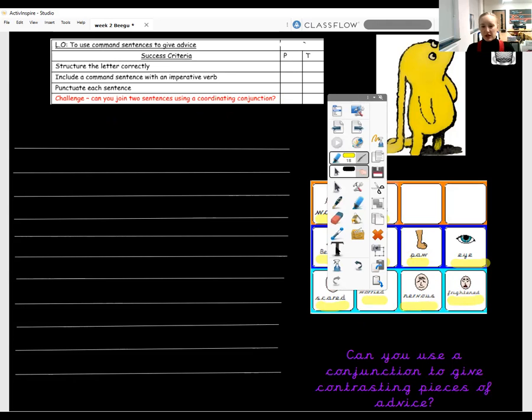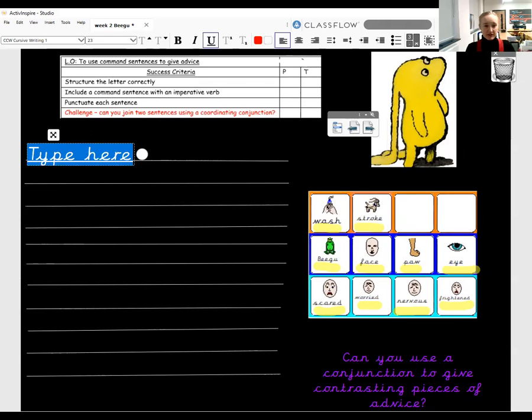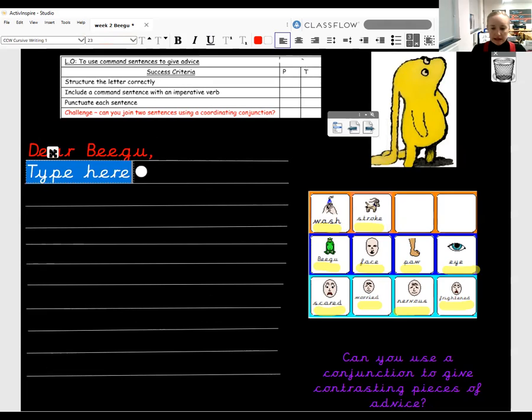So, shall we have a little go then at creating our letter? So, at the start of our letter, we need to say who it is going to. So, who are we writing our letter to? Bigu, and Bigu, look, is on this spelling here. So, I'm going to write dear. D, ear, dear. Right, dear Bigu. Now, Bigu is the name of my character, so I need a capital B. Dear Bigu, and I'm going to put a comma and then start my line underneath.